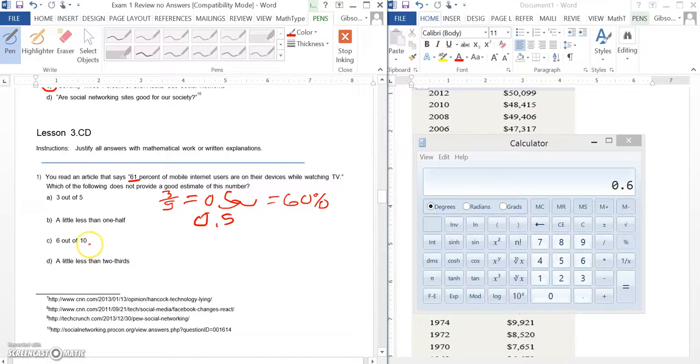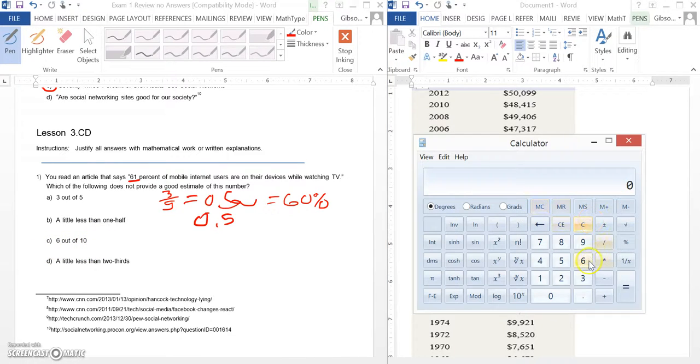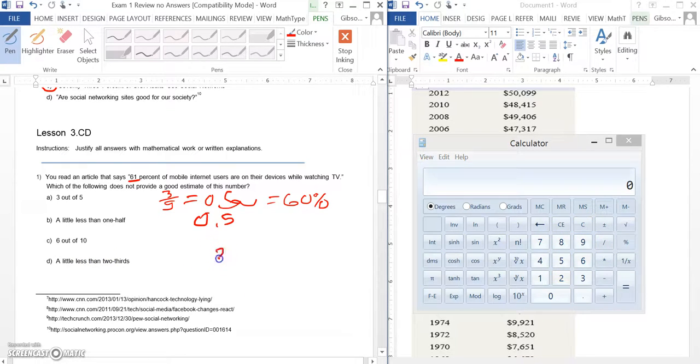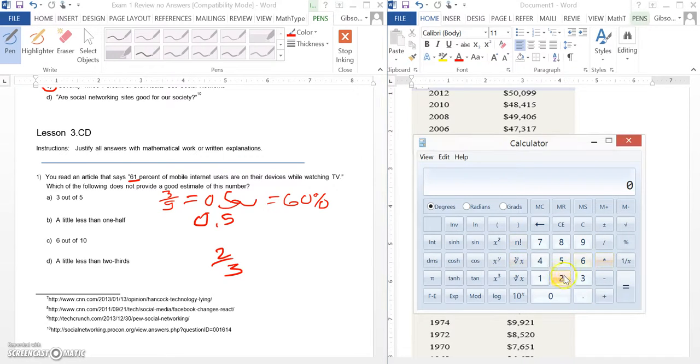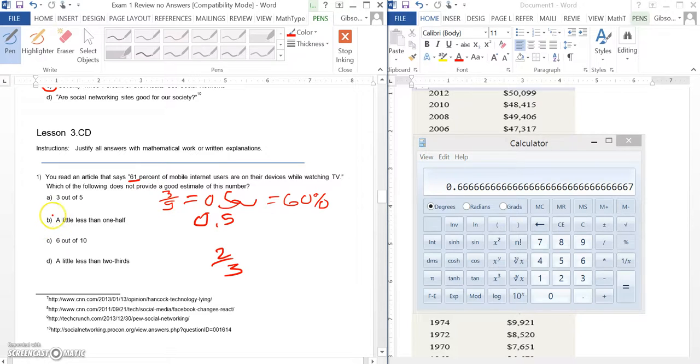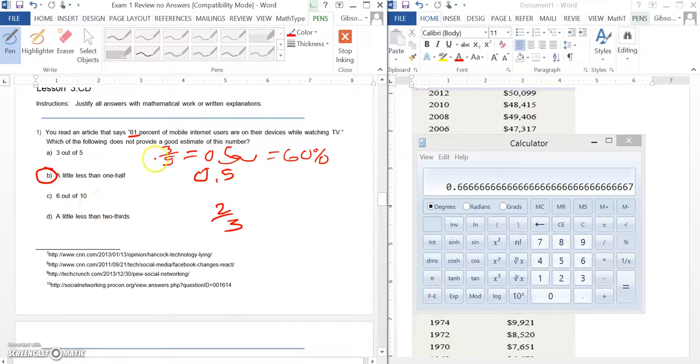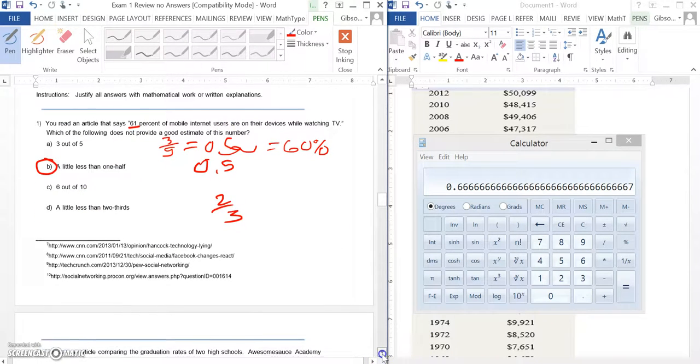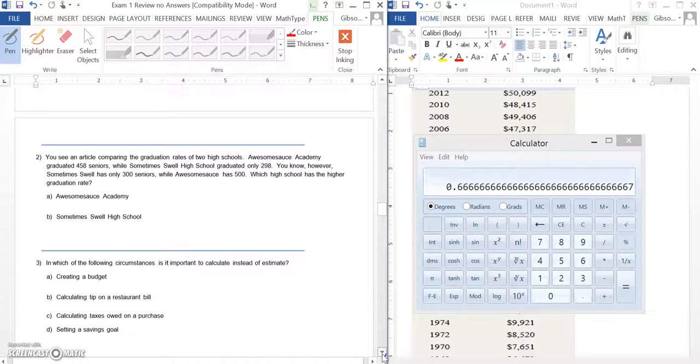Now 6 out of 10 is still 60%. 6 out of 10 is 6 divided by 10, which is 0.6, which is 60%. And it says here a little less than 2/3. We know 2/3 is 2 divided by 3, so we could type that in our calculator, and we know this to be about 67%. 61% is a little less than 2/3. So the answer would be B, a little less than 1/2. That's the one that does not provide a good estimate of this number. Now we go here to number 2.